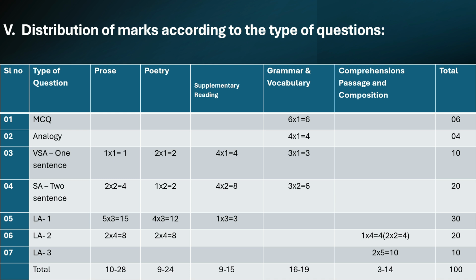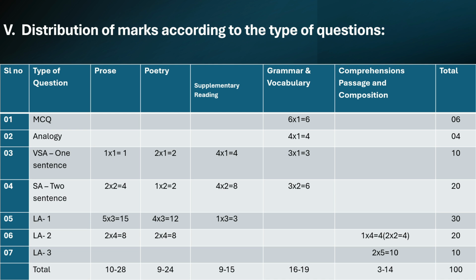It's spread across all of these important concepts. So you will get 10 marks to score over there. Short answers with two sentences, you will have 2 marks. 2 questions from prose, and then you will score 2 marks from poetry as well, supplementary reading, and then grammar and vocabulary. Finally, you will be scoring about 20 marks.